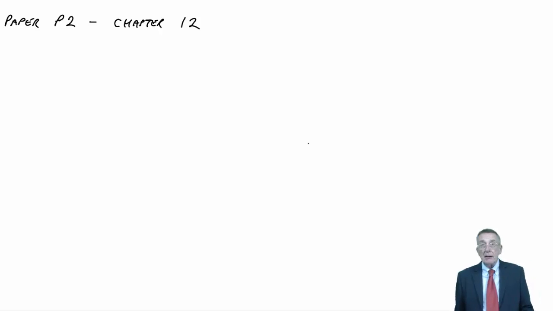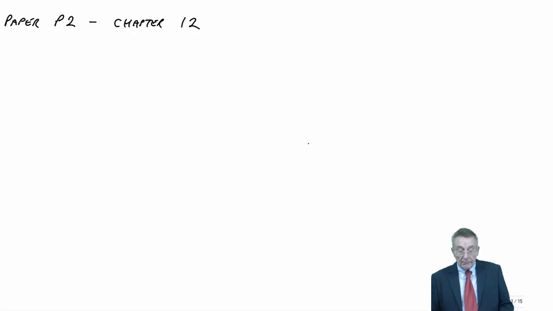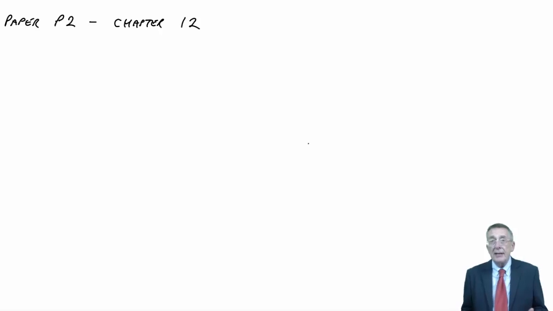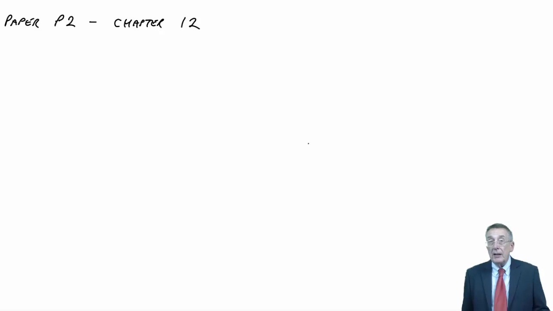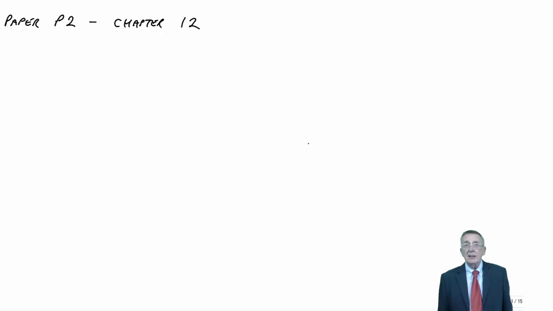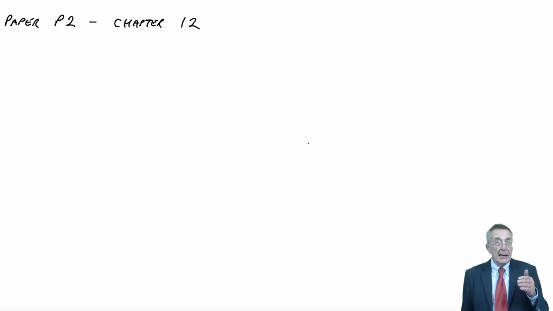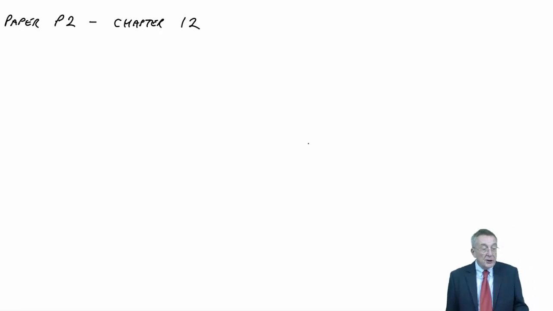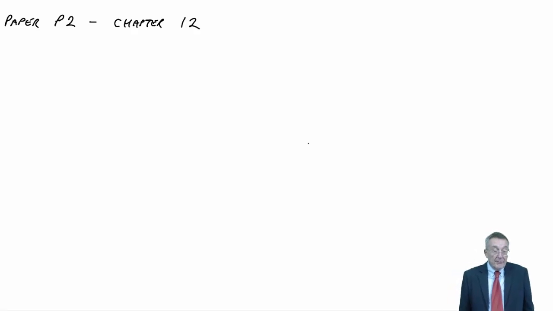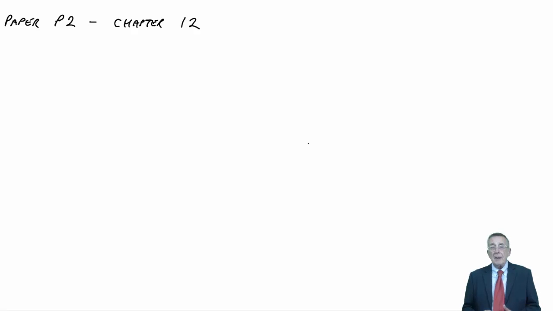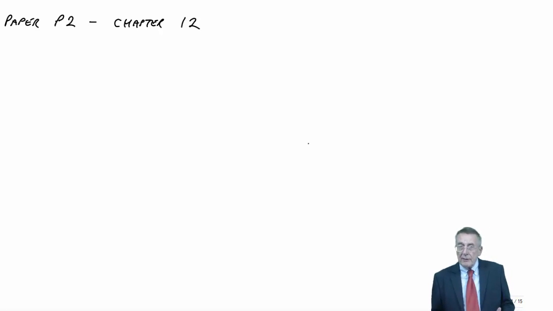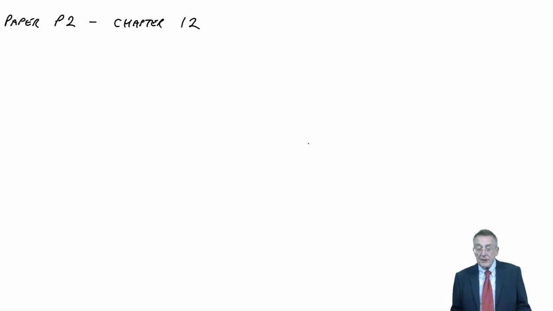This is the second lecture of several on investment appraisal. This one's on chapter 12 of the free paper P2 lecture notes. In the previous chapter, we looked at two very simple ways of making the decision, looking at accounting rate of return and payback period. This chapter is the first of a few on discounted techniques, primarily net present value, which is by far the most important of the three techniques, and is rather more involved. That's why there are several chapters.